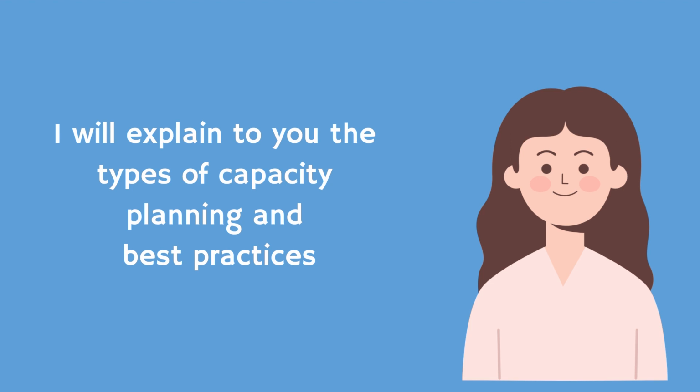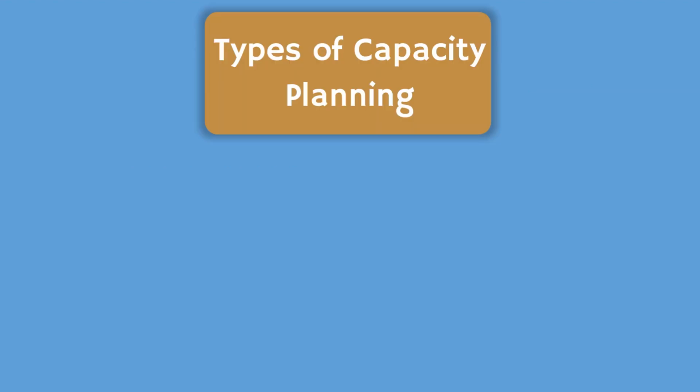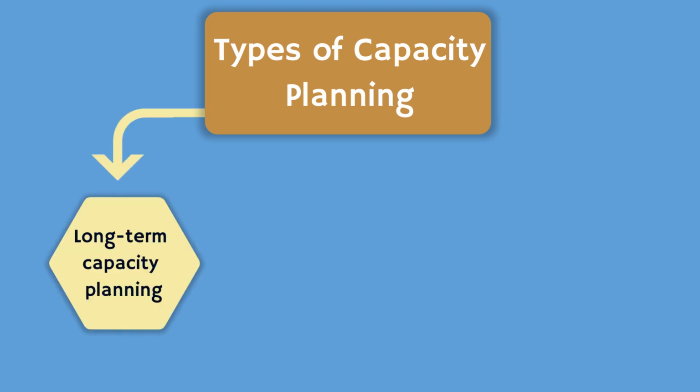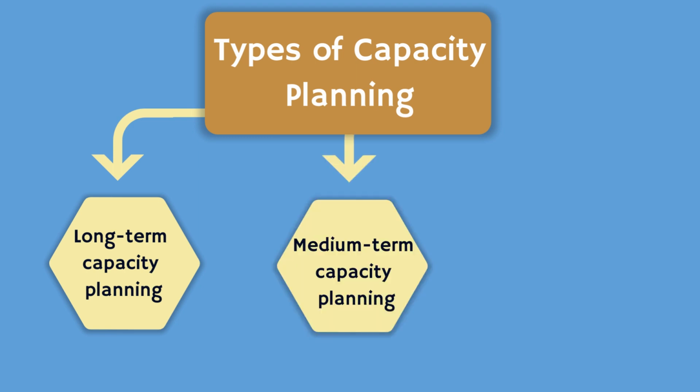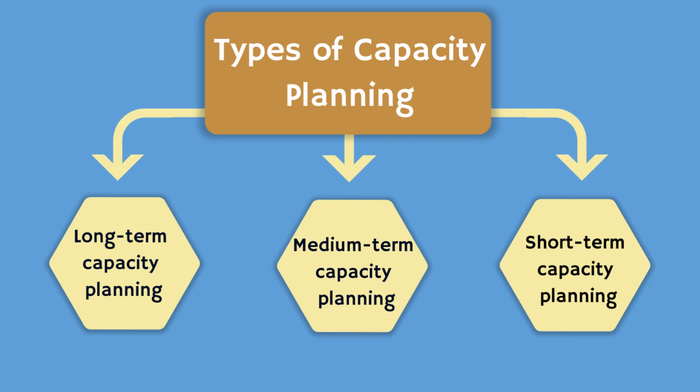Hi, I am Sonu. I will explain to you the types of capacity planning so that you can choose the best suited one for your organization and best practices to manage your resources. Let us start with types. The first one is long-term capacity planning. The second one is medium-term capacity planning. The third one is short-term capacity planning.